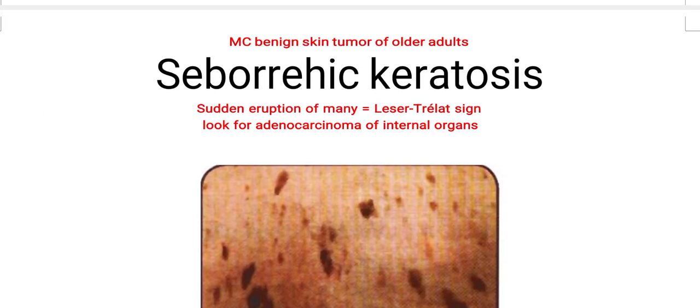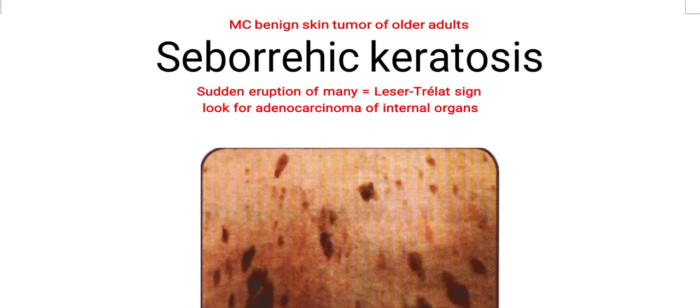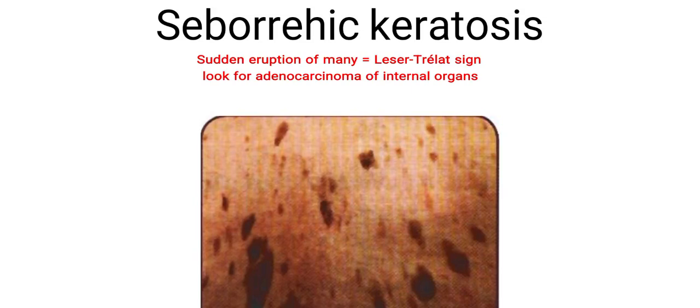So today this picture is seborrheic keratosis. This is the most common benign skin tumor of older adults. If there is a sudden eruption of many such lesions on the skin, then we have to go for ruling out any internal organ malignancies. This is called the Leser-Trélat sign.